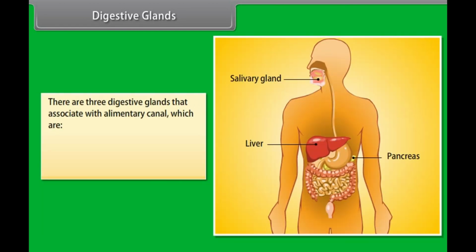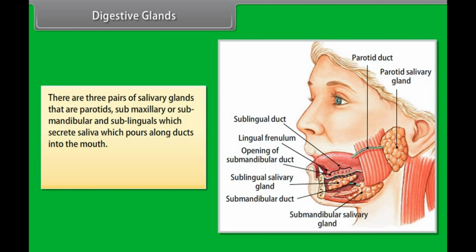There are 3 digestive glands associated with the alimentary canal, which are the salivary glands, liver, and pancreas. There are 3 pairs of salivary glands: the parotids, submaxillary or submandibular, and sublinguals, which secrete saliva that pours along ducts into the mouth. Saliva contains the enzyme amylase, which catalyzes the hydrolysis of starch.